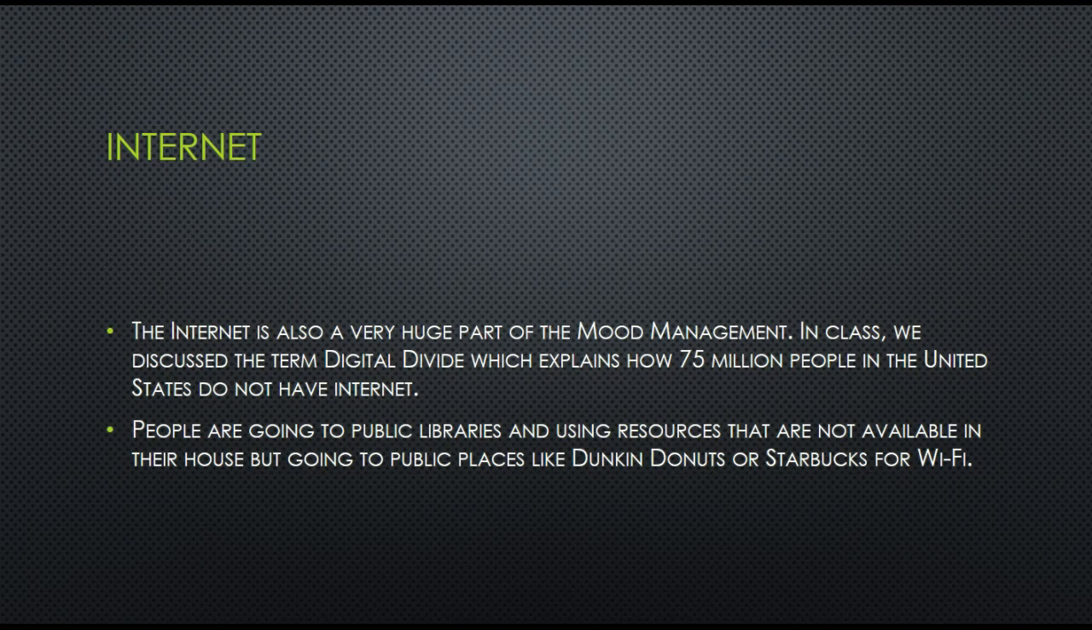The internet. The internet is also a very big part of the mood management theory. And in class we discussed how the United States and the world are affected by a digital divide. The digital divide explains how 75 million people do not have internet. That's crazy to believe, how 75 million people in the United States do not have any type of internet.